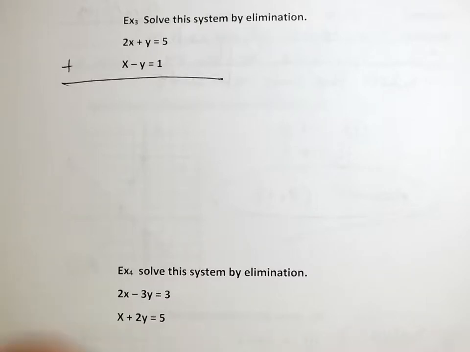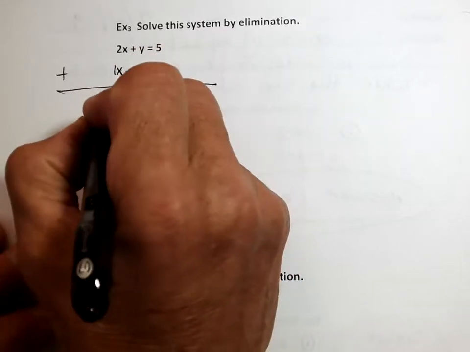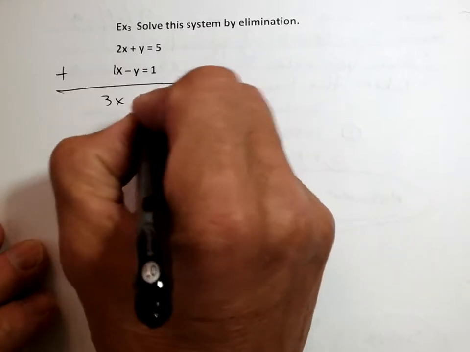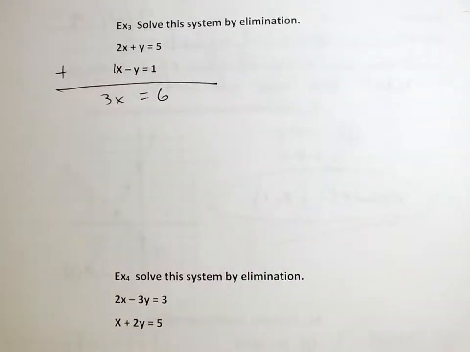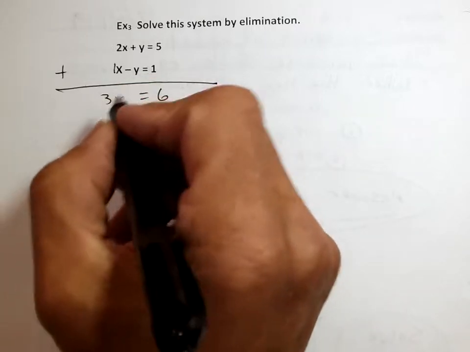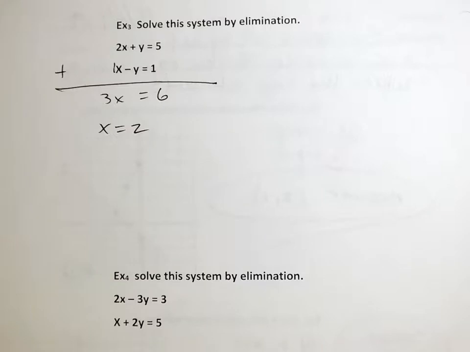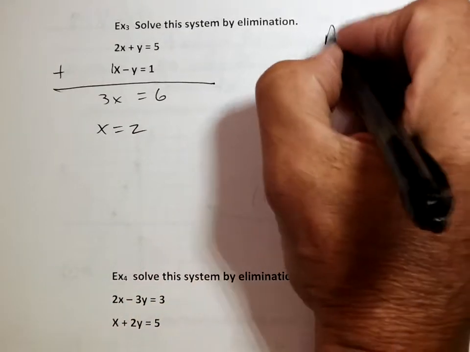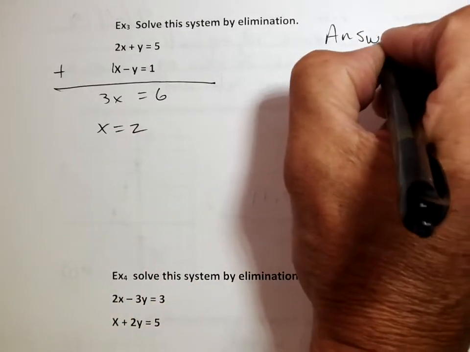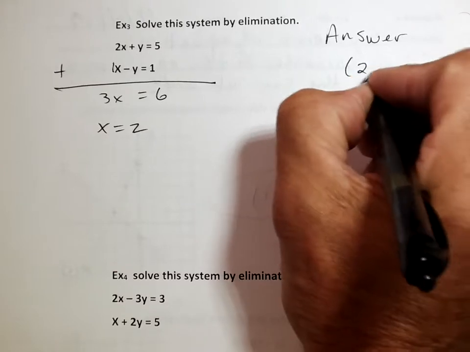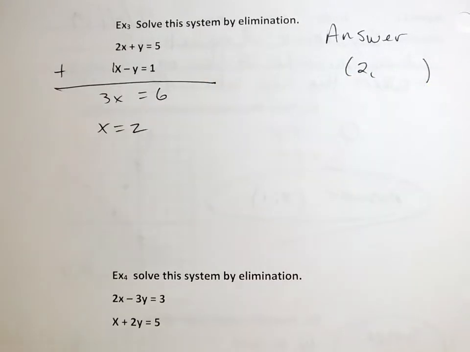So if I add them straight down, I got a 3x. The y's are gone, equals 6. Much easier than graphing. You agree? Much easier, okay? Divide by 3, x is 2. Okay, now remember, our answer is a point, so my answer is 2 something, right? Well, how do we get the something?